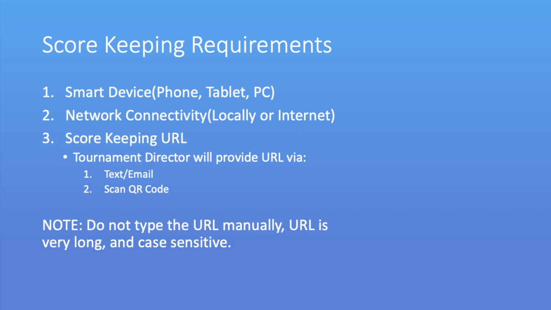And the third one would be the scorekeeping URL that you would need to actually punch in the scores or update the scores. And this will be given to you by whoever's managing Live TT Scoreboard on the back end, which would typically be the tournament director or whoever's in charge of the live streaming. And this can be provided via text or email. And there's also an option to scan a QR code. They can give you any of these options.